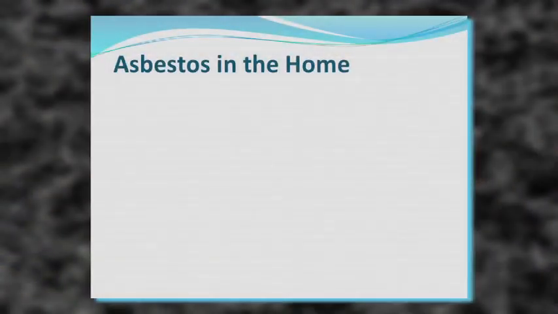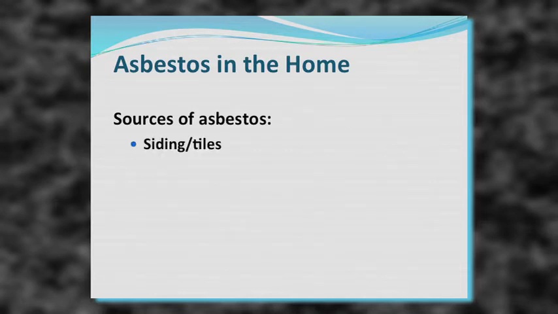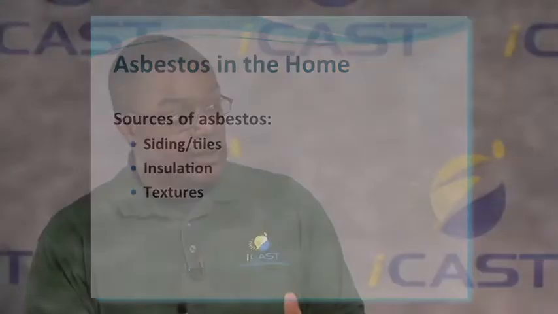Let's move on to asbestos. Where do we find asbestos in a home? We can find asbestos in the siding. We can find asbestos in floor tiles. We can find asbestos in insulation. And we can find asbestos in the popcorn texture. Asbestos is a mineral, and that mineral is fire, not retardant, but fire resistant. Asbestos will not burn, period. Okay? It's also a very good insulator.